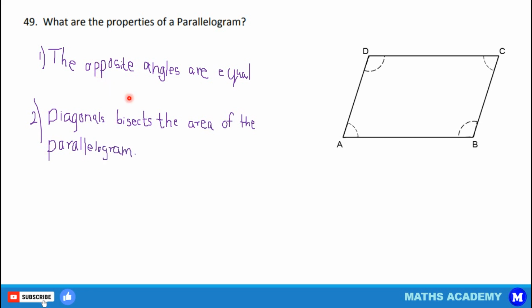So these are the 2 properties I have written. Altogether there are 4 properties. Out of that I have written 2 properties. The opposite angles are equal, diagonals bisect the area of the parallelogram. So I hope you understood the properties of a parallelogram. So with that, let's move on to the next question.